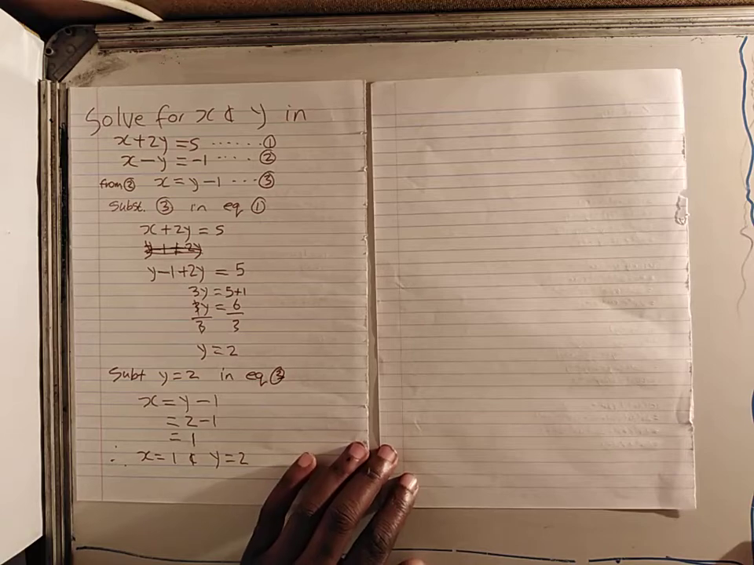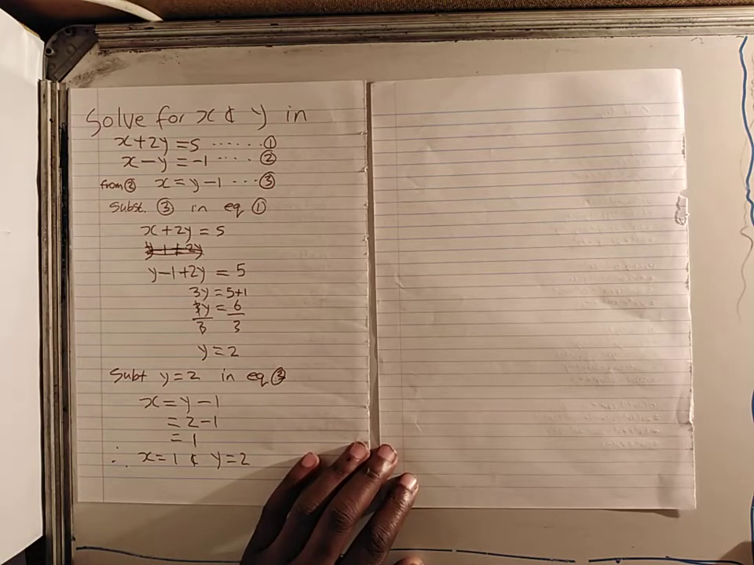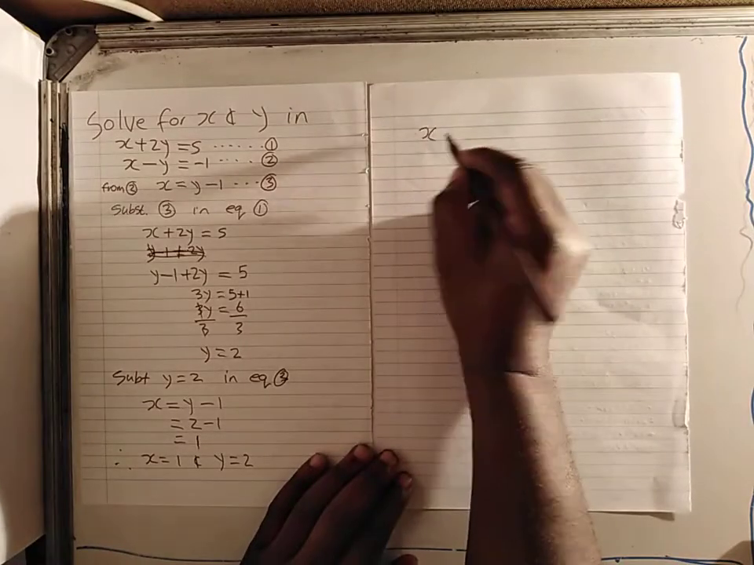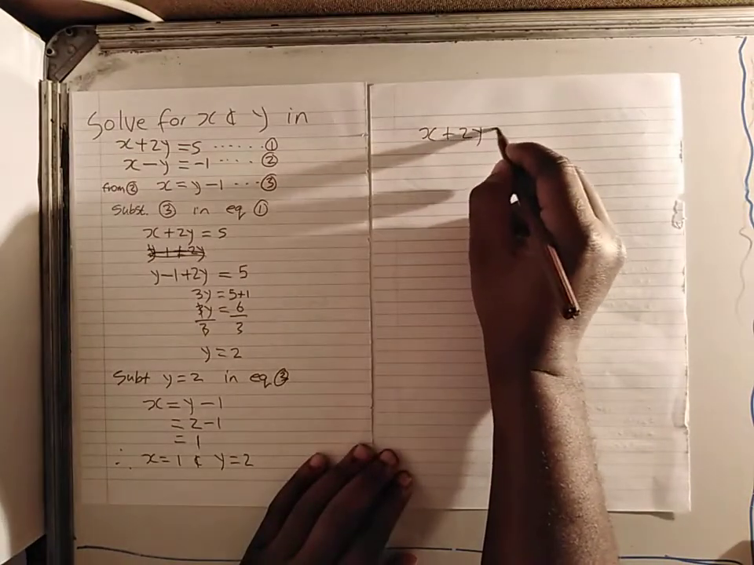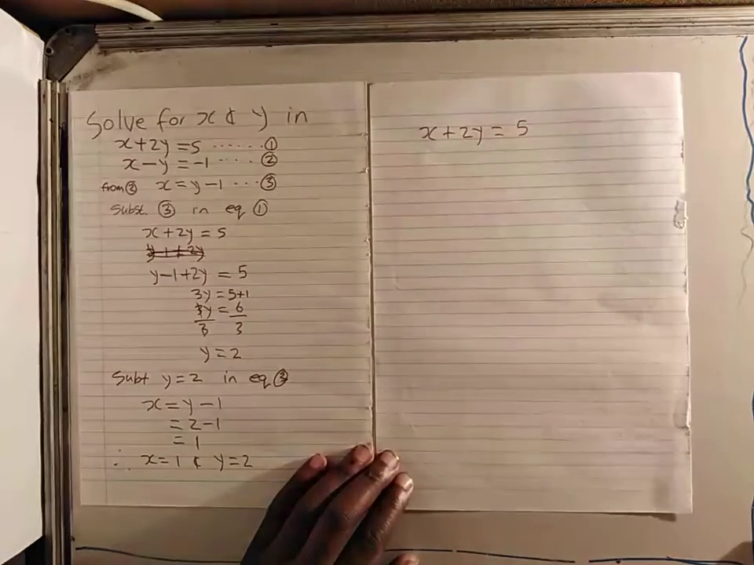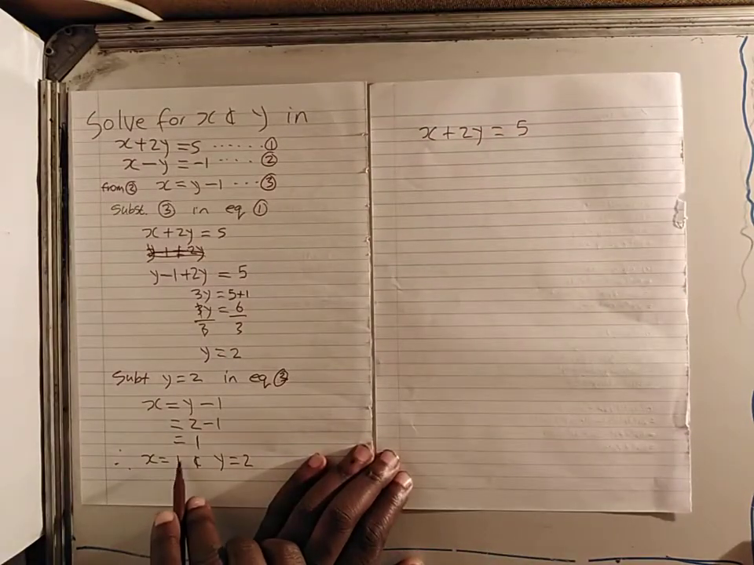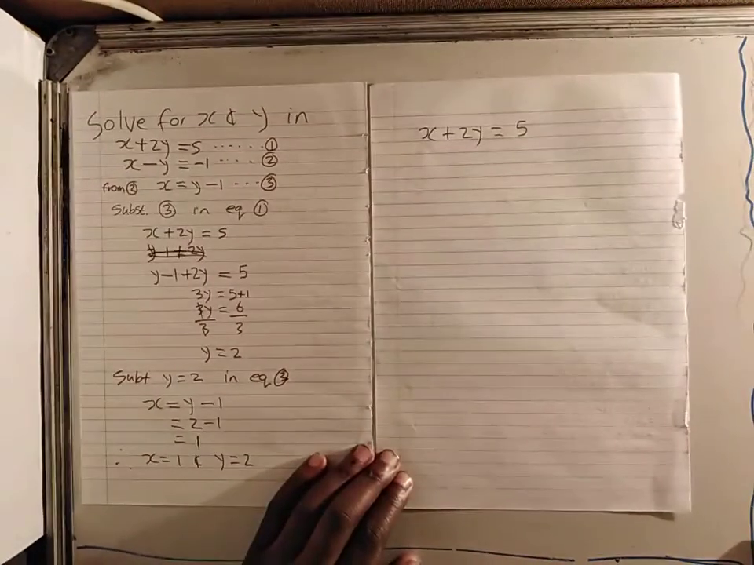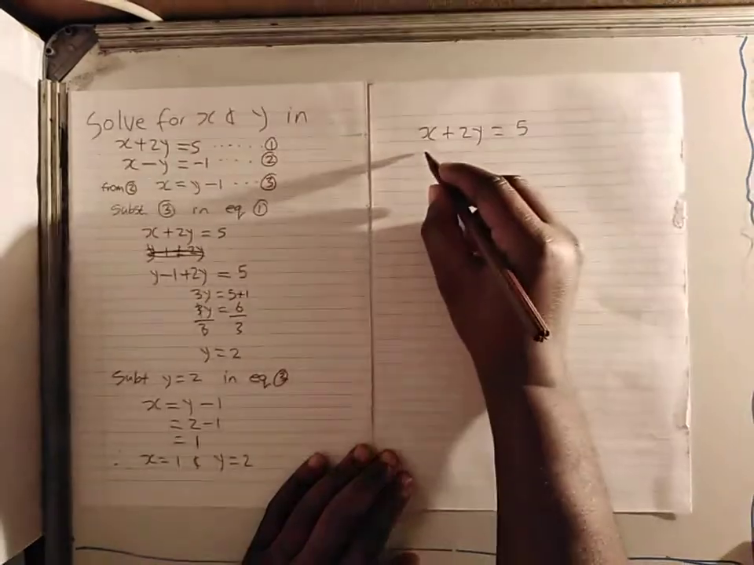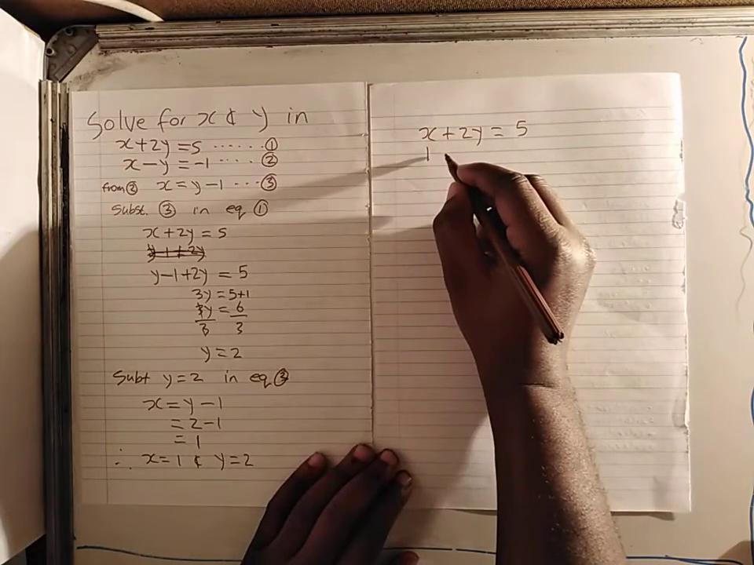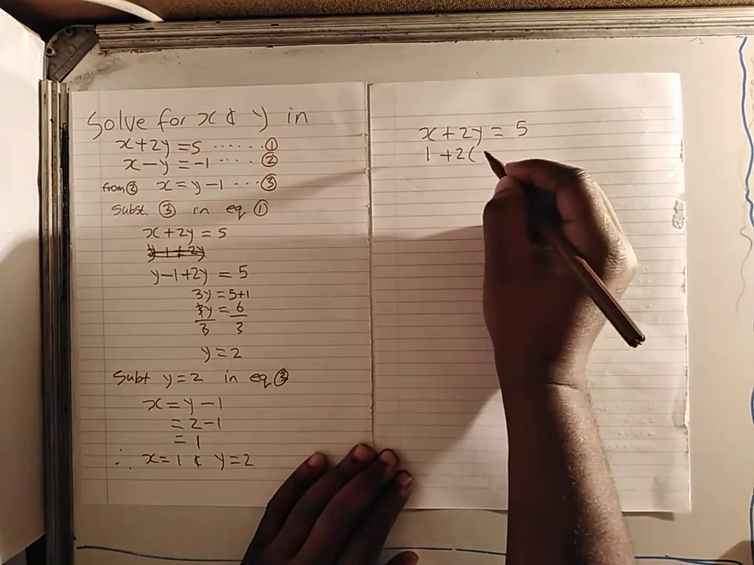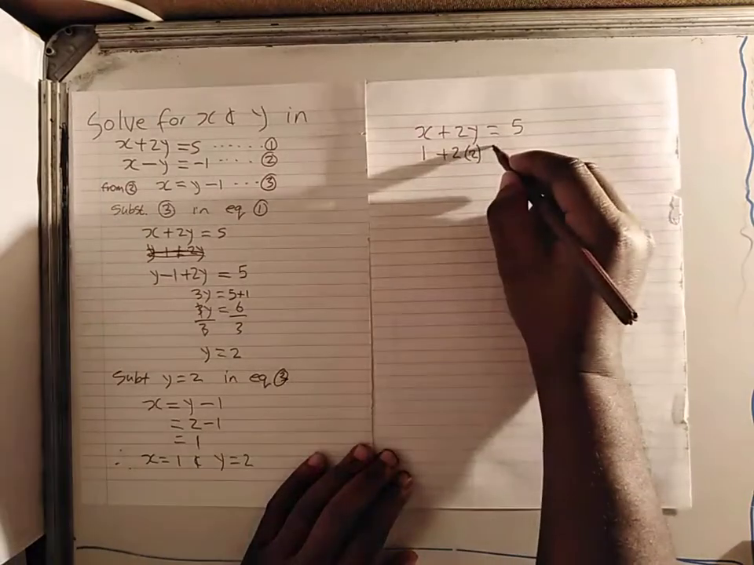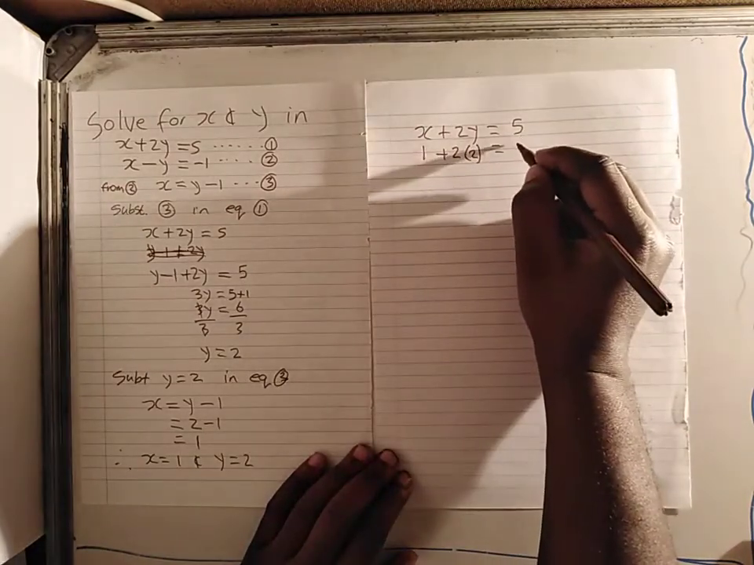So this is how we show. What we do is we take each equation. Let's start with the first one, equation 1, and then we'll say x plus 2y is equal to 5. Then we substitute this x in place of x, and this y in place of y, so we're going to get 1 plus 2, and our y is 2. Then we equate with the number that is here, 5.